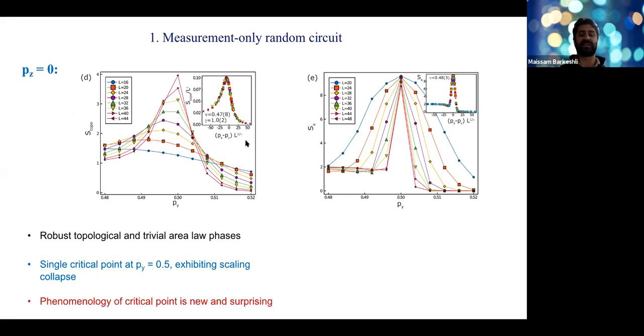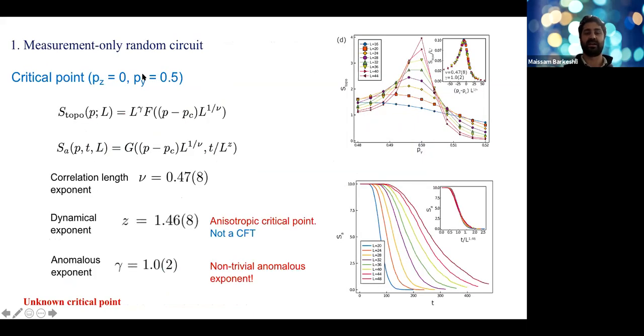The most interesting thing here, which I'll just basically spend my time explaining and skip over the rest, is that the phenomenology of this critical point is quite new and very surprising, and we don't really know what to make of it. So what's happening here, this is the critical point at pz = 0 and py = 0.5. So we fit the topological entanglement entropy to this scaling form. The thing that's unusual here is this L to the gamma. This is an anomalous exponent for the topological entanglement entropy. This is something I've never seen before, an anomalous exponent for topological entanglement entropy.